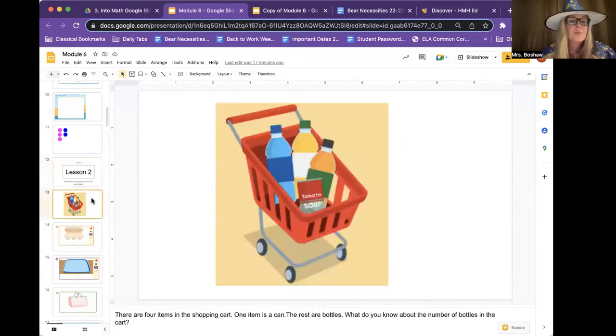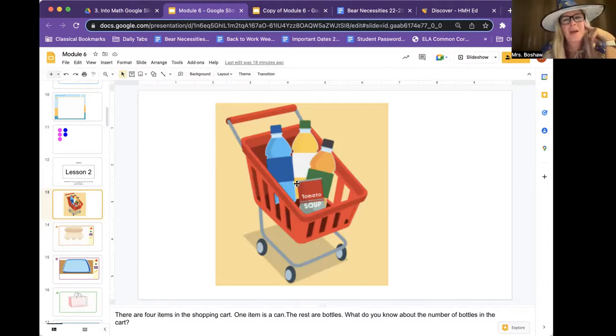So let's look here. And I don't know what page this is on. I'm sorry. Find the shopping cart. It's right after Module 1. Okay. There are 4 items in the shopping cart. Let's count. 1, 2, 3, 4. One of them is a can and the rest are bottles. What do you know about the number of bottles in the cart? What do you know? Well, that's kind of tricky. What do we know about the bottles? Maybe they hold liquid. I don't know.